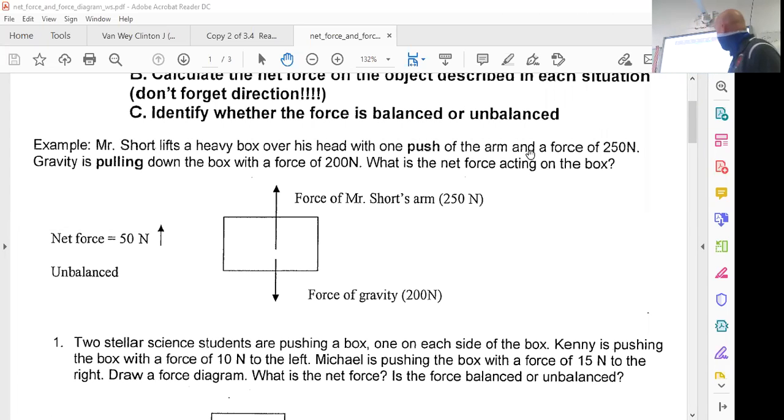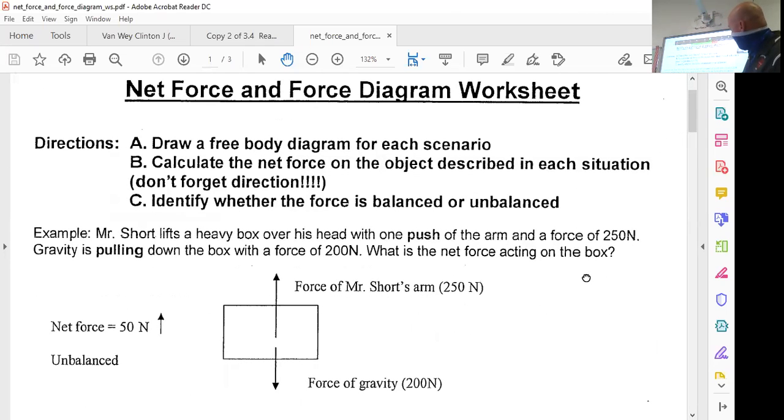Okay, guys, so this is our homework that was assigned on Wednesday. It's over net force and force diagrams worksheet. This one I asked you guys to do on paper. Some of you guys forgot to do it.